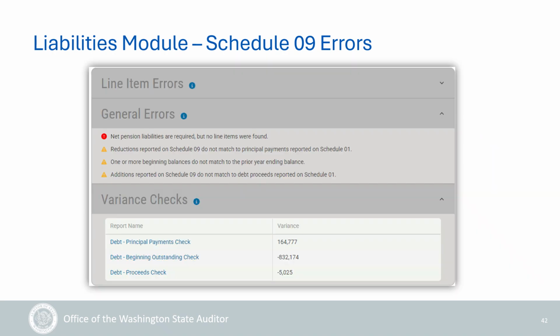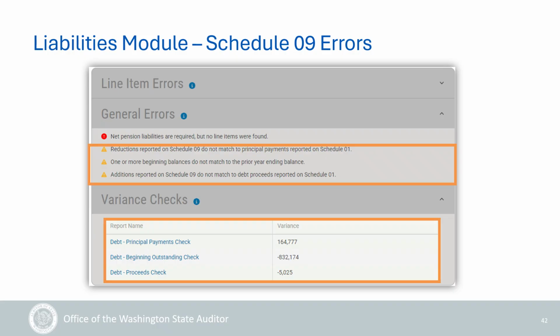The general errors will apply to the Schedule 09 as a whole, similar to the Schedule 01, and not tied to a specific line item. I want to highlight these three warning errors because these are tied to the variance checks below. If you have a variance in any of those three variance checks, it will result in a warning error under General Errors. This is meant to get your attention to review these variance check reports and make any necessary edits to either the Schedule 09 or Schedule 01.